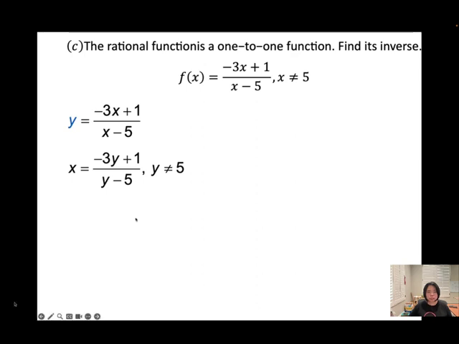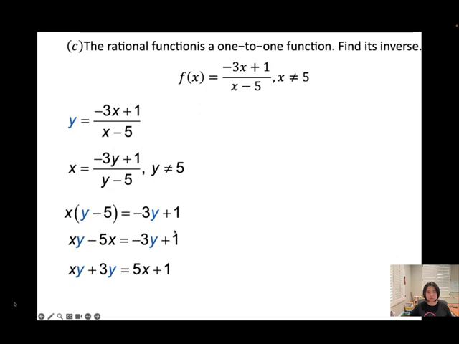Solve for y. First, we're going to multiply both sides by y minus 5, and then distribute the x. Now we're going to isolate the y. We're going to put all the y terms on the left-hand side, and then add 5x to both sides here. Now we're going to factor out the y, and then divide both sides by x plus 3.